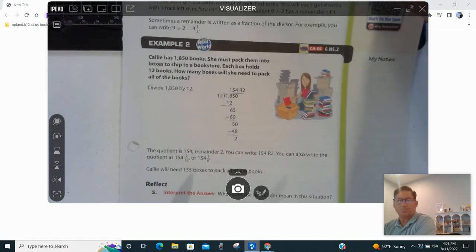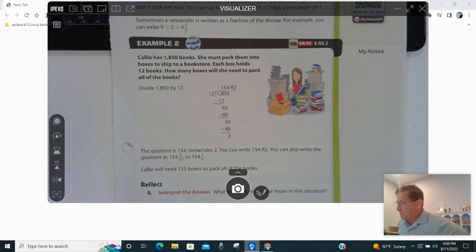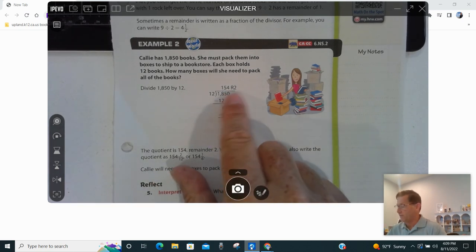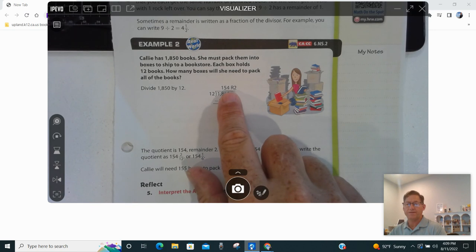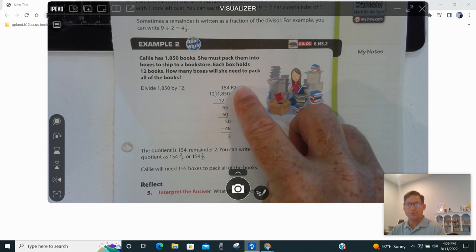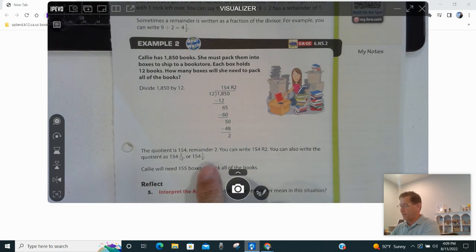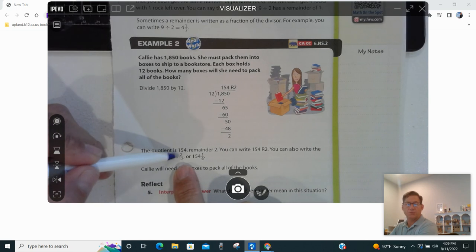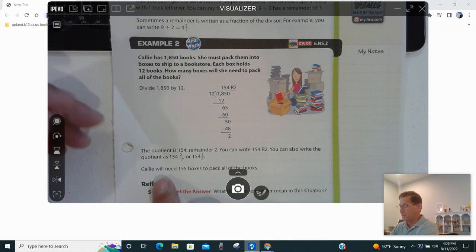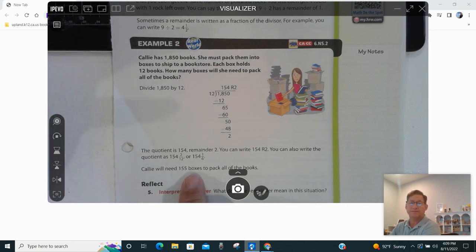All right, so Callie has 1,850 books. She must pack them into boxes to ship to a bookstore. Will she need to pack all of the books? Divide 1850 by 12. And we find that if we do those steps, we're going to come up with 154 with a remainder of 2. So we can say 154, remainder 2, or 154 and 2/12, which can be reduced to 154 and 1/6. So she's going to need basically 155 boxes. Okay.